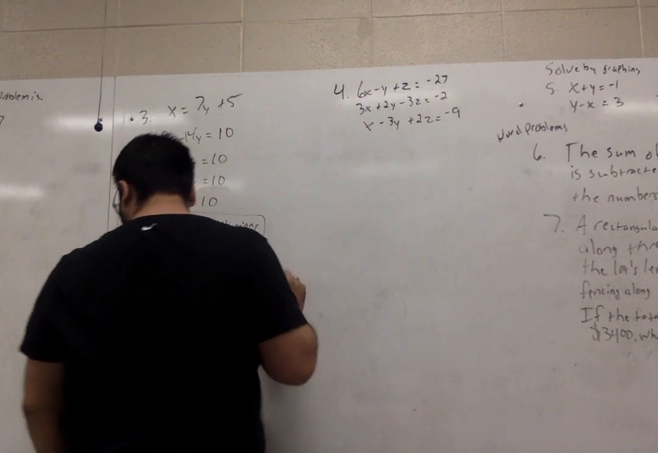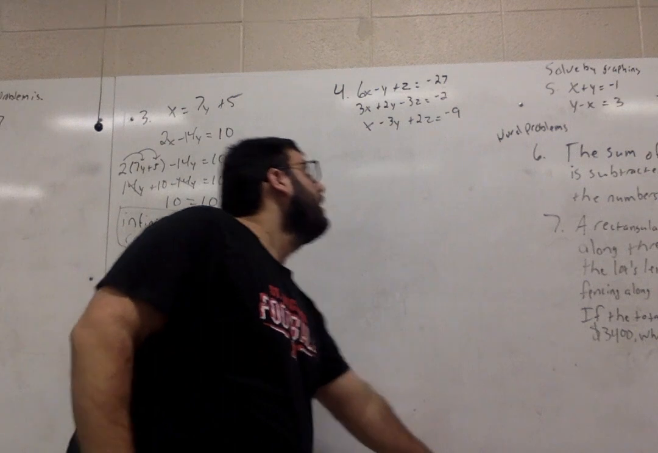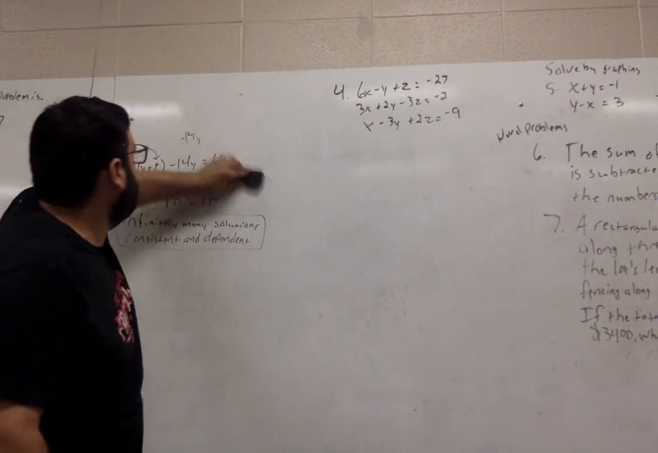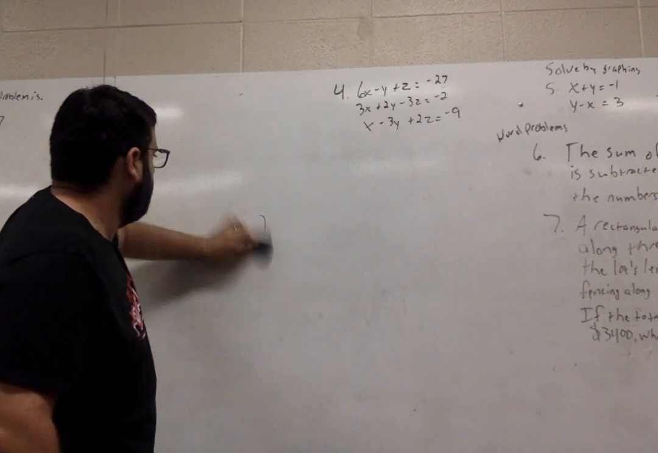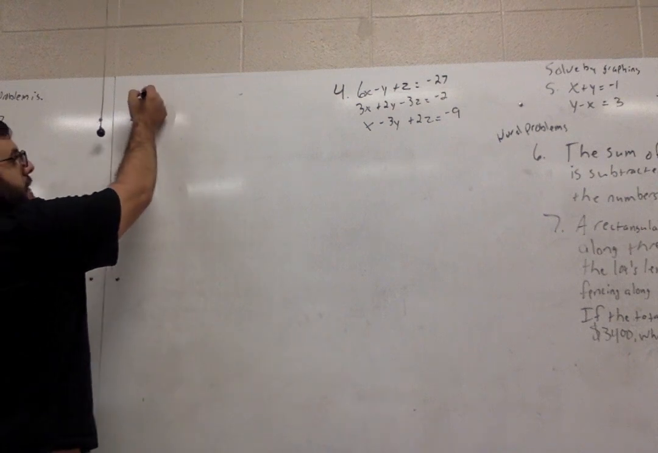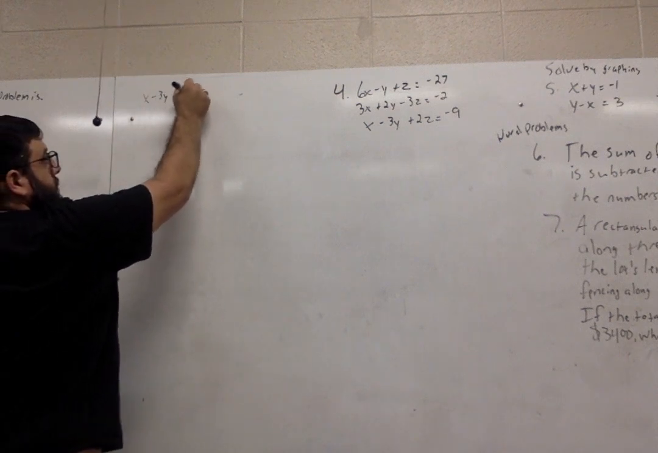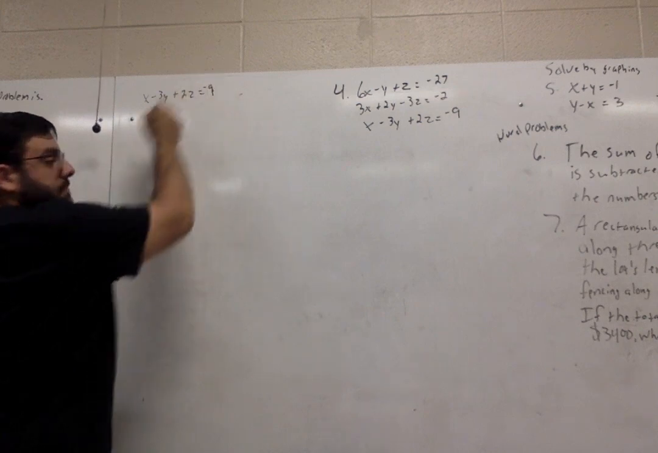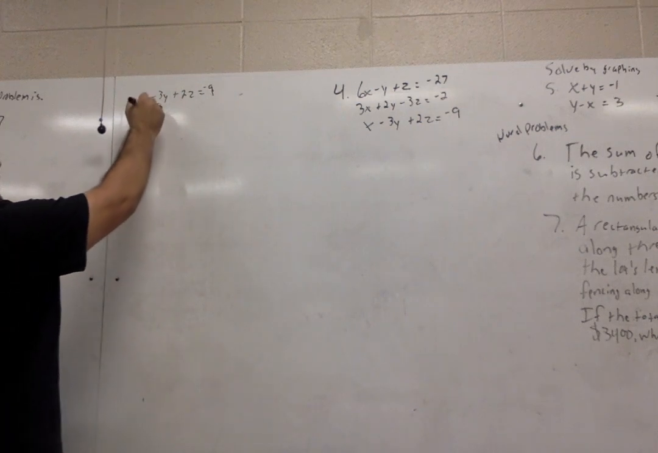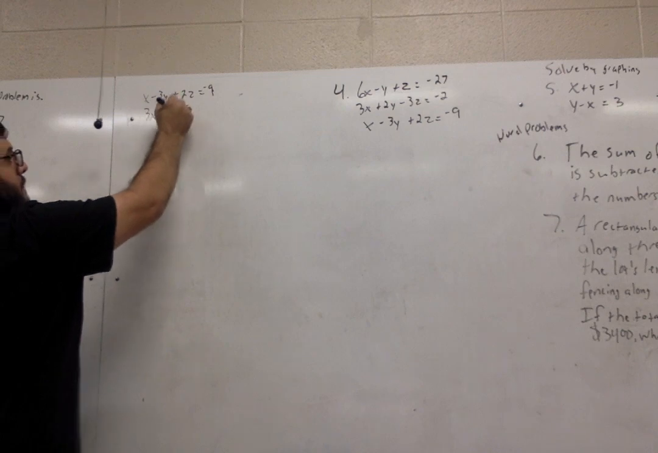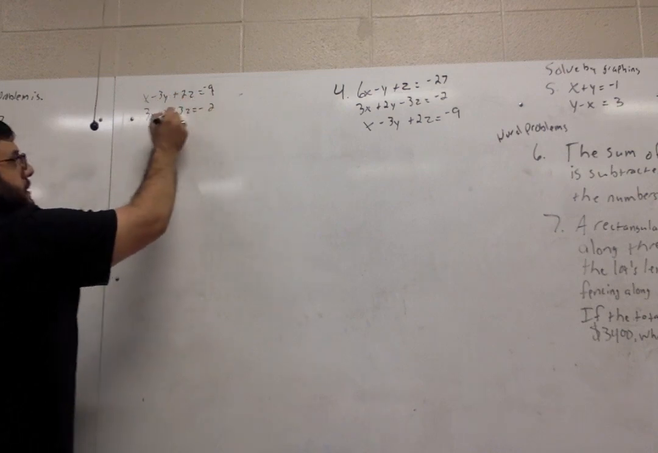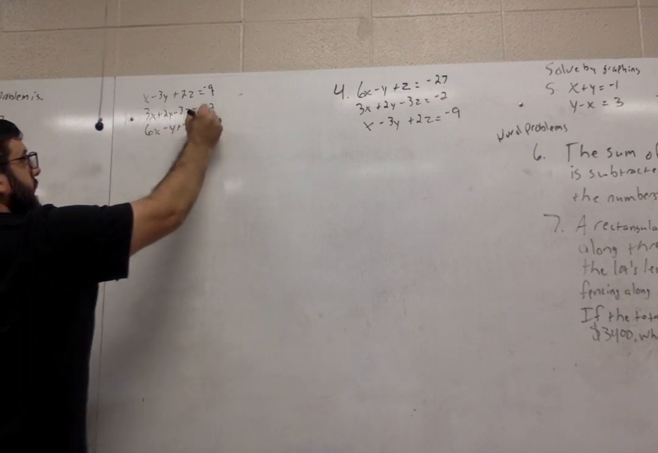All right, I'm done with this. I'm going to go ahead and erase it. All right, so I have x minus 3y plus 2z equals -9. 3x plus 2y minus 3z equals negative 2, and then 6x minus y plus z equals negative 27.